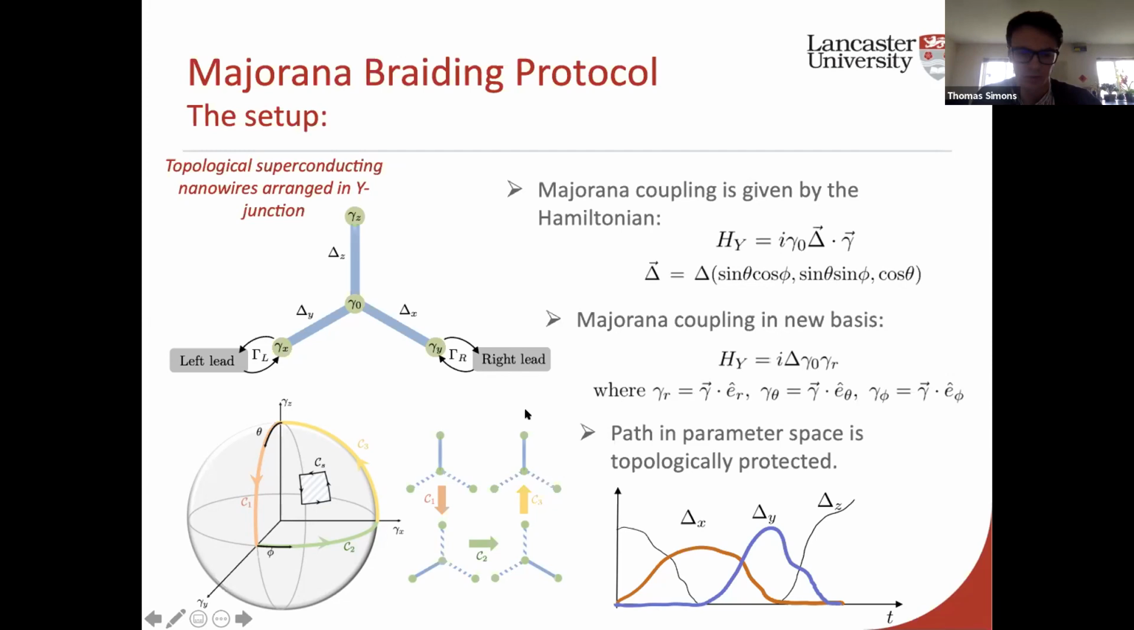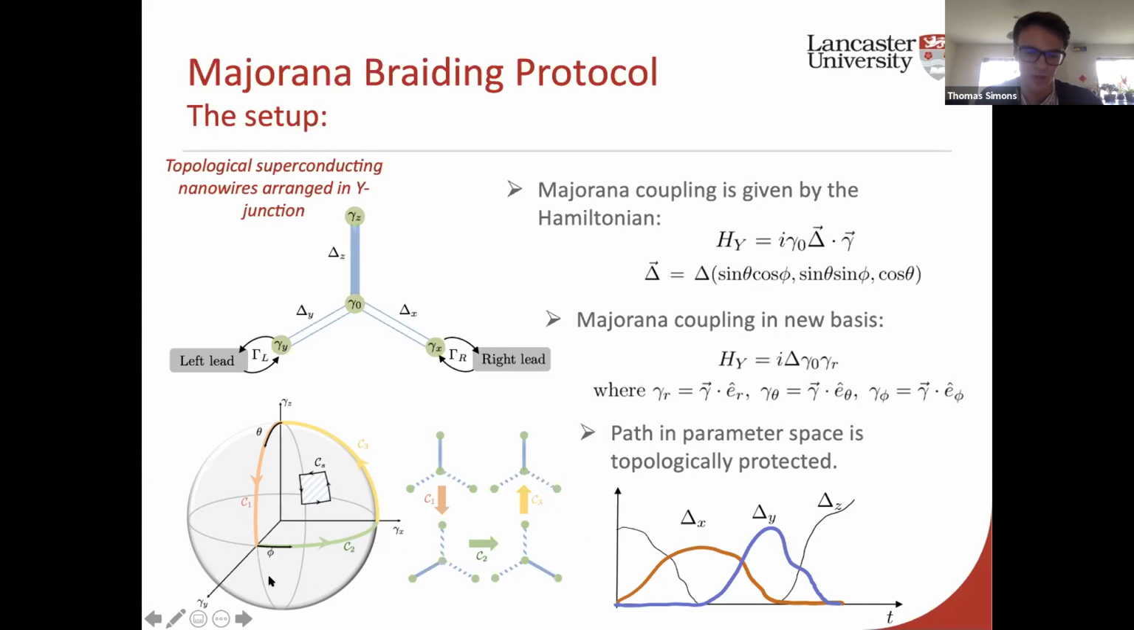So if we go ahead and perform the following sequence of couplings, first to gamma z, then gamma x, gamma y, and back to gamma z, you can show that this results in the braiding of the Majoranas gamma x and gamma y. And this is represented by the colored contour on the sphere. Now, since the form of the braiding operation is topologically protected, this contour on the sphere also shares this protection against local perturbations to the system, and also any fluctuations in the nature of the driving of the couplings delta.